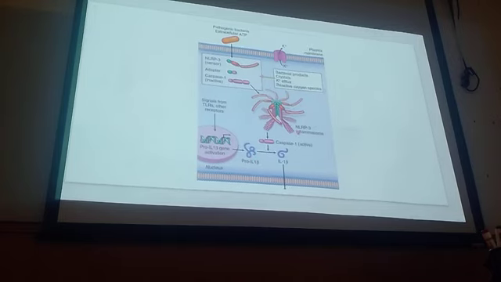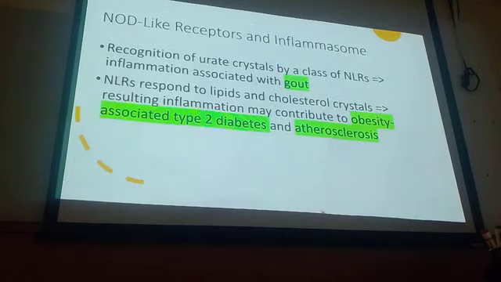So inflammasomes are activated by node-like receptors. Node-like receptors may be activated by crystals, potassium flux, or they can also be activated by bacterial products. Because we have some diseases that are in connection with activation of node-like receptors and inflammasome.